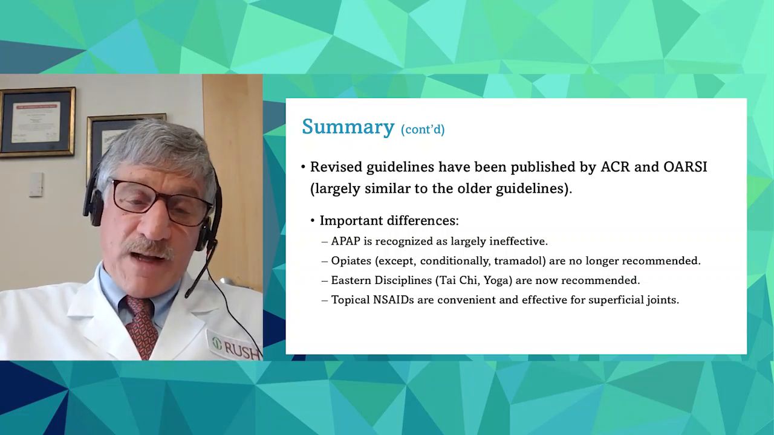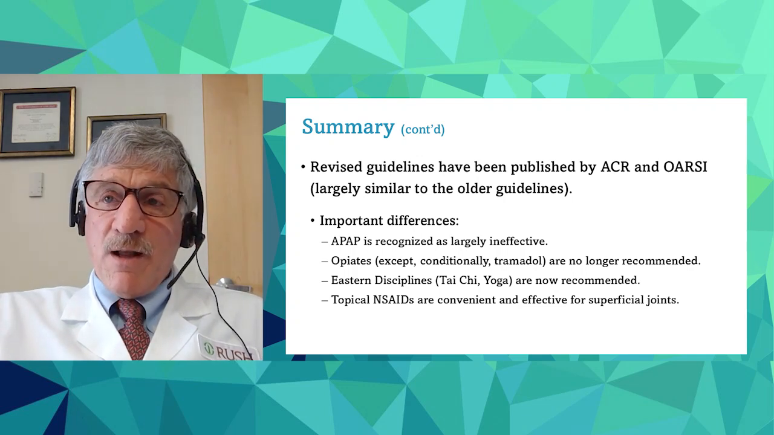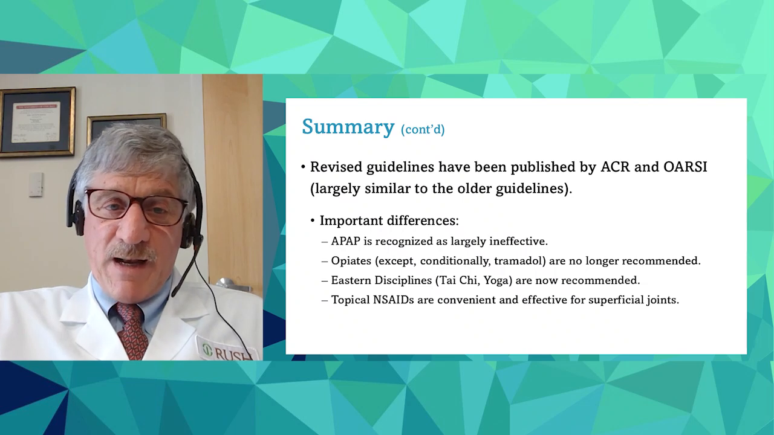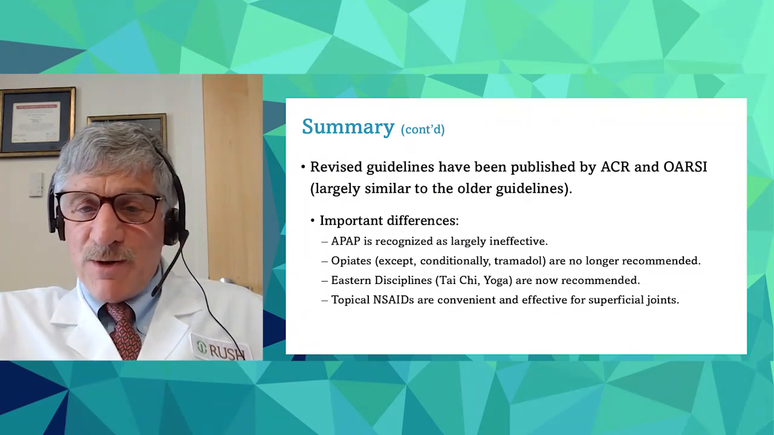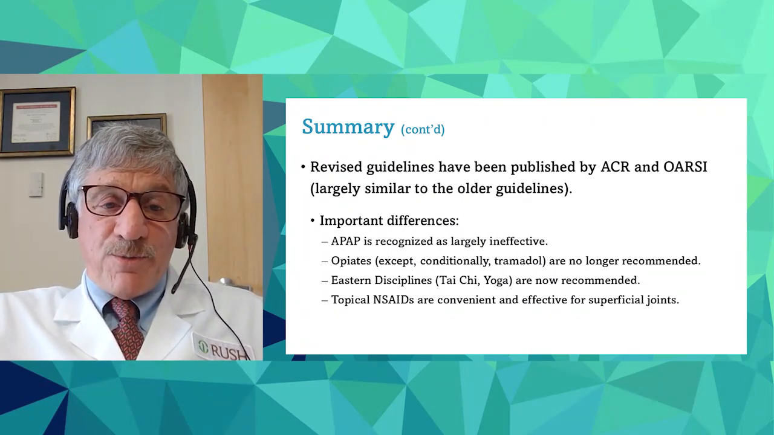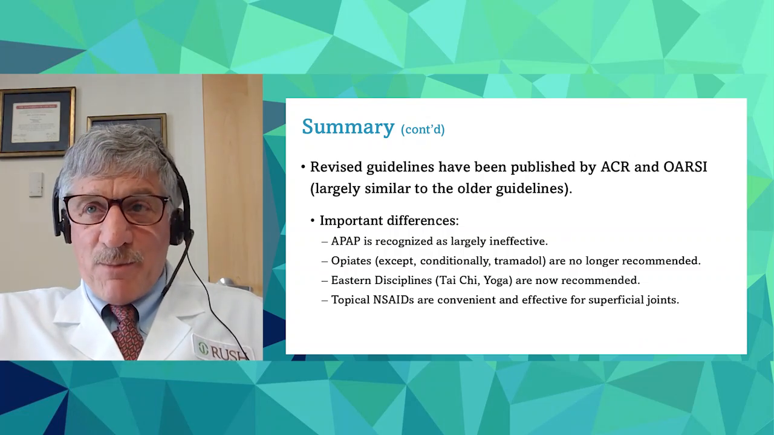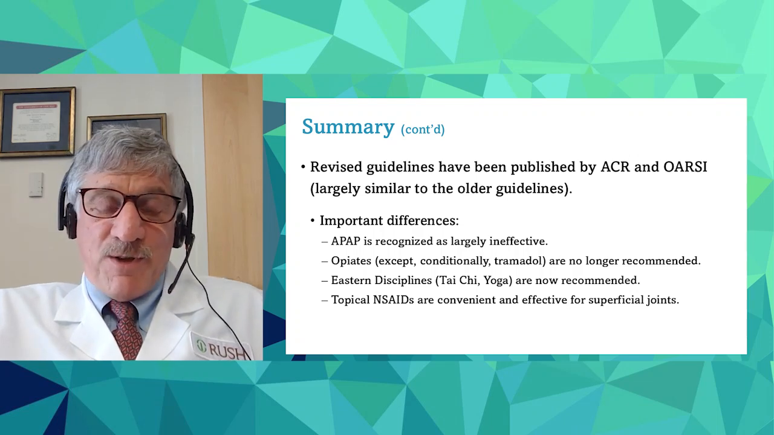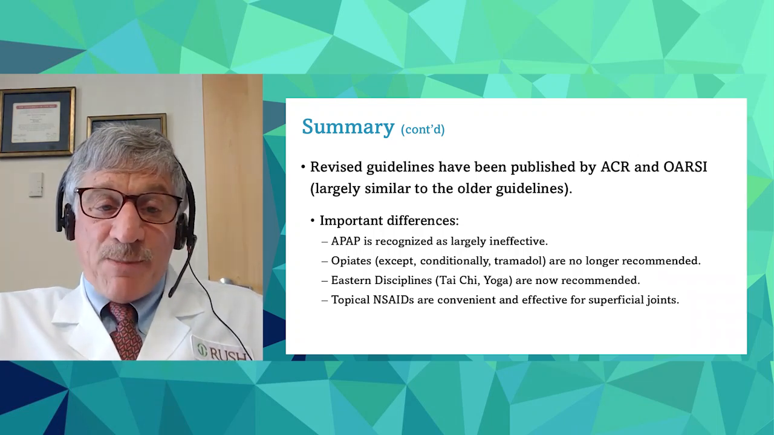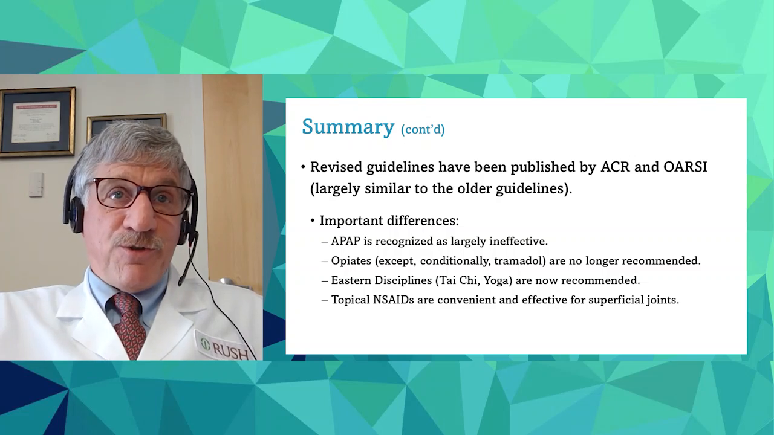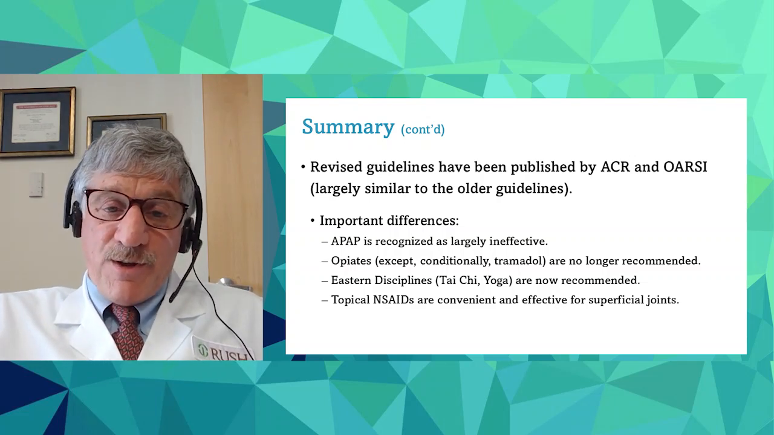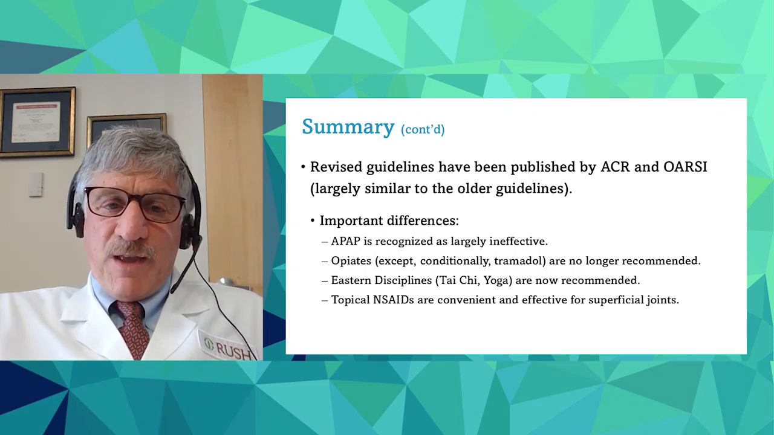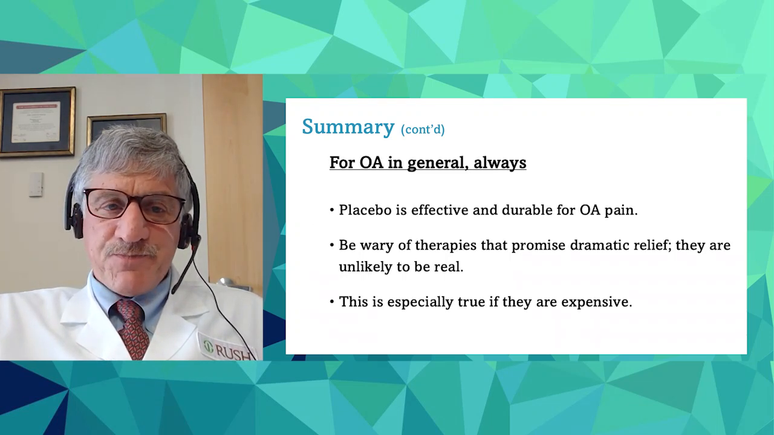Opiates, except for possibly tramadol, are no longer recommended because they also don't appear to have a good effect on long-term chronic OA pain, and they have a very high adverse event profile. The Eastern disciplines, Tai Chi and yoga, are actually now recommended, and many of our patients have been doing it without our recommendation for many years because they've already found that they're effective. Topical nonsteroidals for superficial joints are convenient and very effective, but are obviously less effective for the deeper joints. But for the knees and the hands, they definitely ought to be considered.